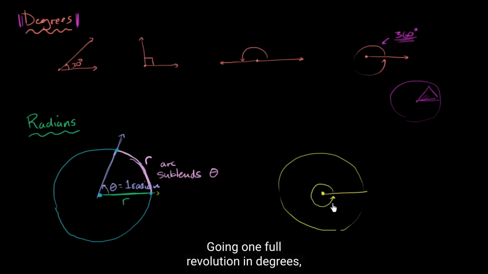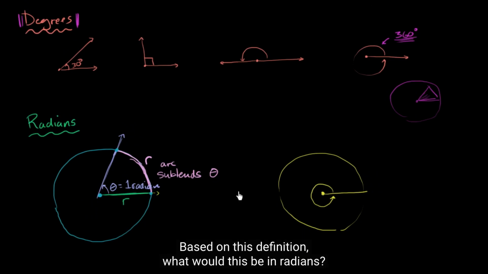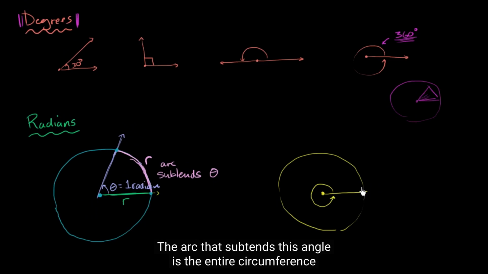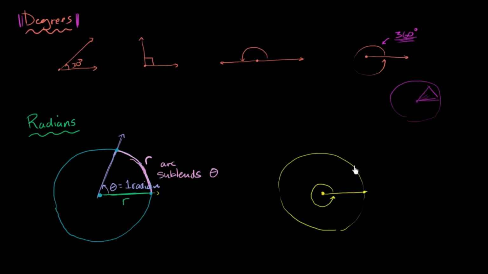Going 1 full revolution in degrees, that would be 360 degrees. Based on this definition, what would this be in radians? Well, let's think about the arc that subtends this angle. The arc that subtends this angle is the entire circumference of this circle. It's the entire circumference.